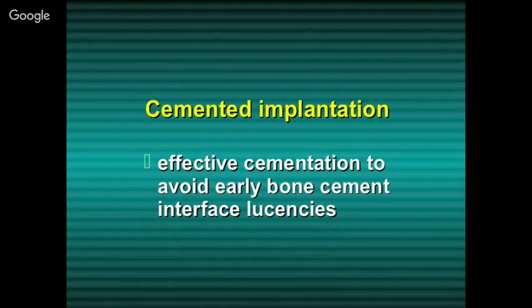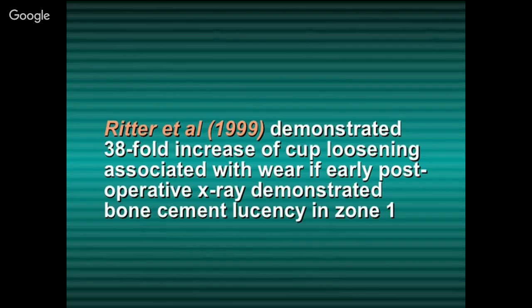In cemented implantation, we should do effective cementation to avoid any early bone cement interface lucency. Ritter demonstrated a 38-fold increase in cup loosening when the early postoperative X-ray showed bone lucency in zone 1. If we put a cemented cup in, zone 1 is a non-weight bearing area, and if we find a gap between the bone and cement with radiolucency, that cup will invariably fail within 3 years. Invariably fail.